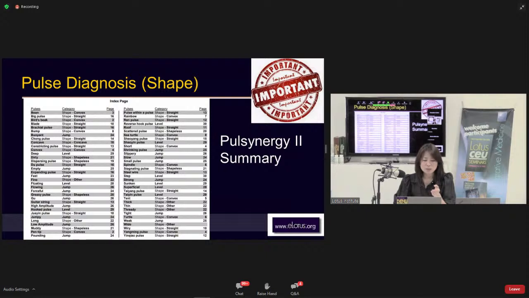So being pulse, what we did was on the left first column, we put down the name of the pulse in alphabetical order. The second column, we categorize it in terms of, when he says a being pulse, is it a shape? Is it a jump? Is it a level? So we put that there. So you can see that a being pulse is a shape, and it's a convex shape. And if you want to read more about it, it's on page 3.